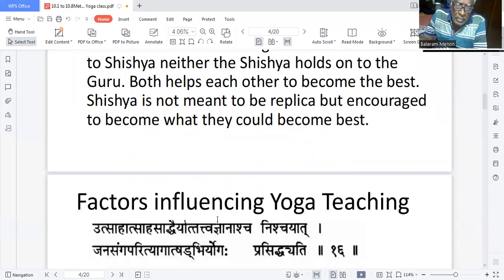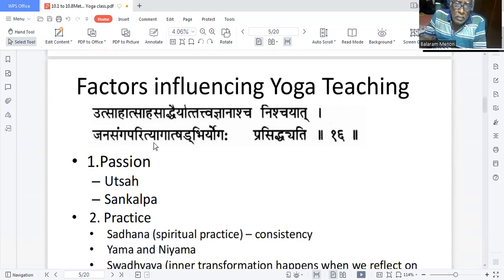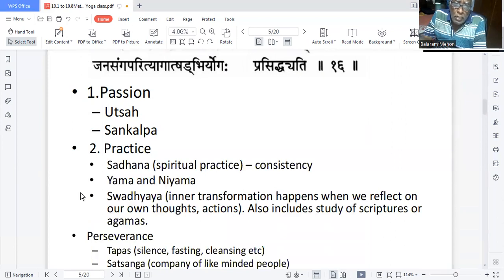Now, what are the factors? In section 10.2, factors influencing yoga teaching. Utsaha saha saudaryata tattva-jnanasya nischayat janasanga parityaga, this is mentioned in the Hatha Yoga Pradipika. Utsaha, passion. Sankalpa, determination. Practice. Sadhana, Yama and Niyama, observing the Yama and Niyama. Swadhyaya also includes study of the scriptures or agamas.